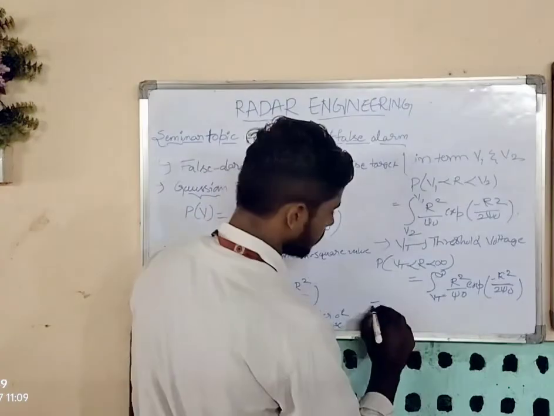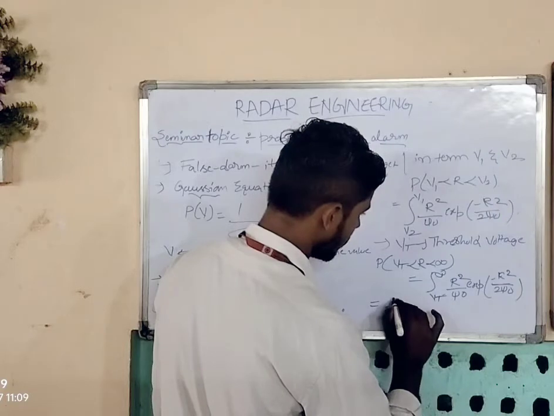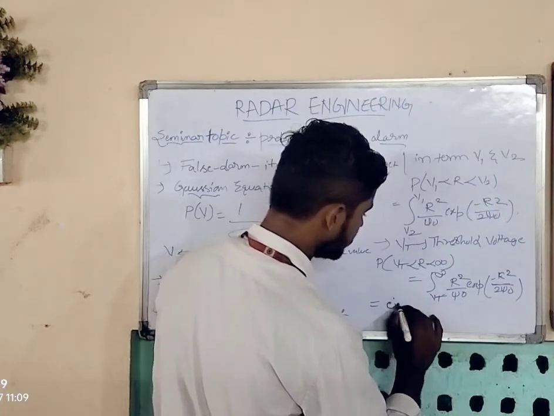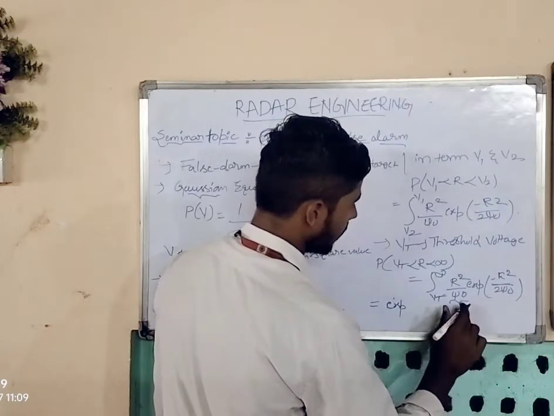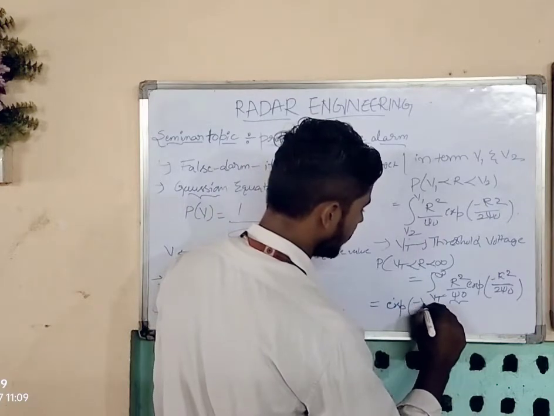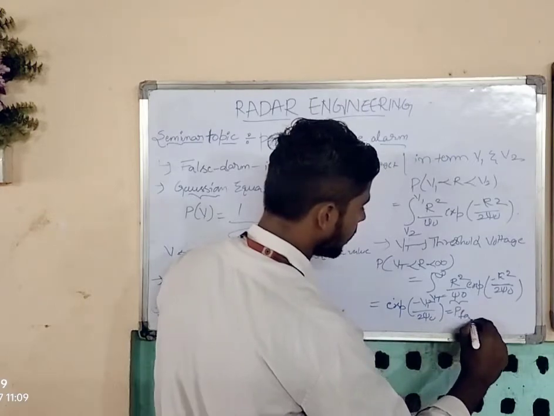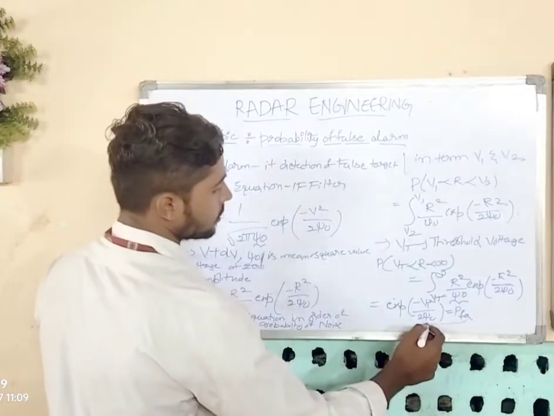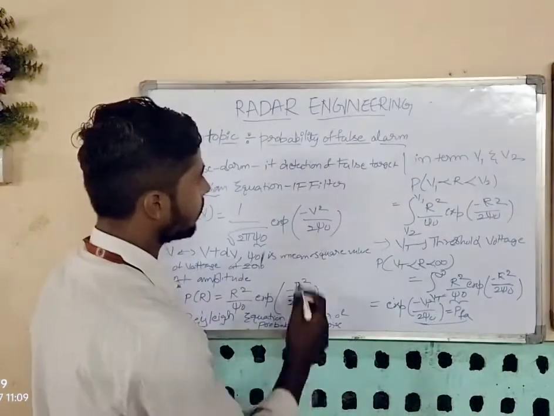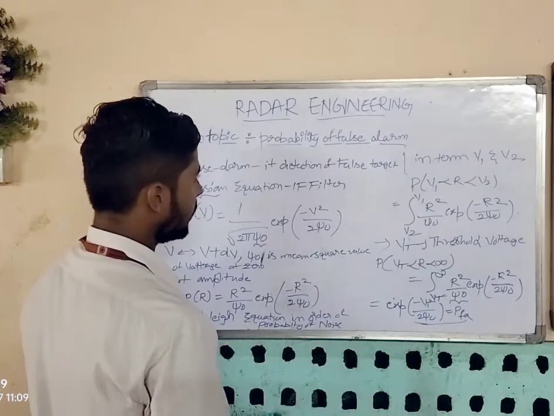Let us modify this equation. Eliminating the amplitude or constant term, it gives exponential of minus Vt square by 2 psi naught, which gives the probability of a false alarm. According to this equation, we can detect the probability density function of a false alarm or noise equation.